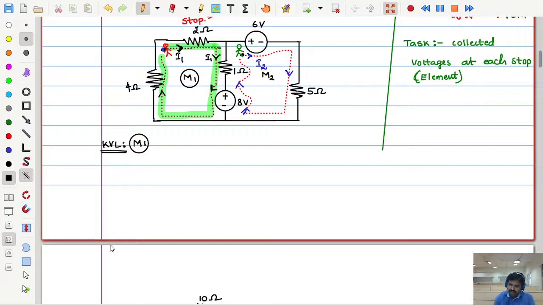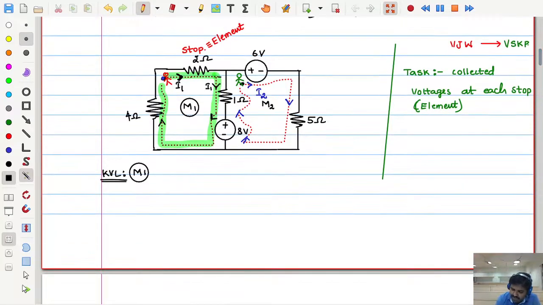So now for this 2 ohms, how much is the current? As long as you are in mesh 1, your current is I1. So we know that if we have current and resistance, we can find the voltage. So 2I1 is the voltage across 2 ohms.